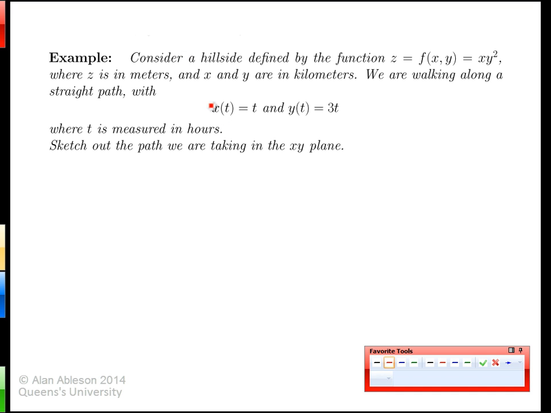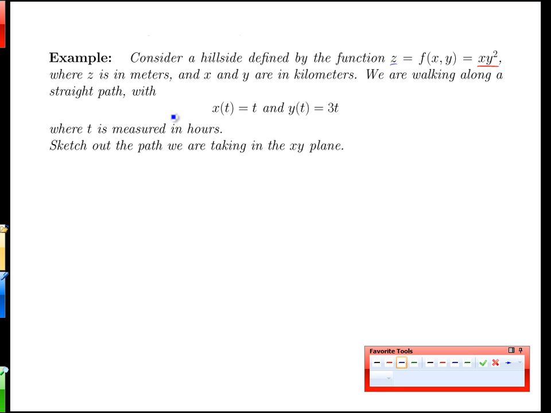So here's the scenario. We're on a hillside, and the height of the hillside is given by x times y squared. And we're going to talk about that in meters, and x and y are in kilometers. So perfectly reasonable to have the inputs and outputs be different units. Let's notice that from the beginning.